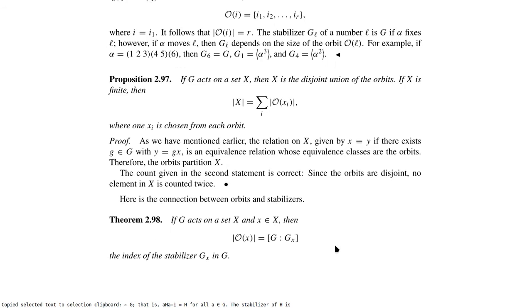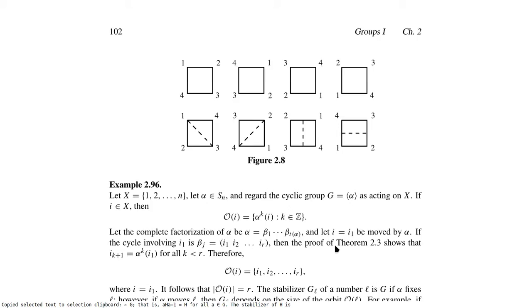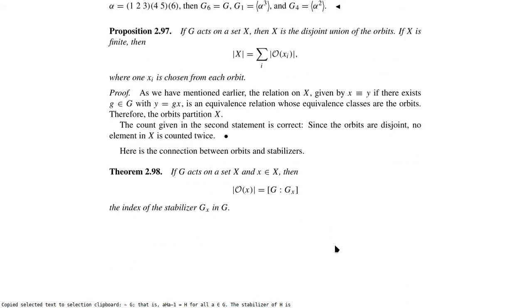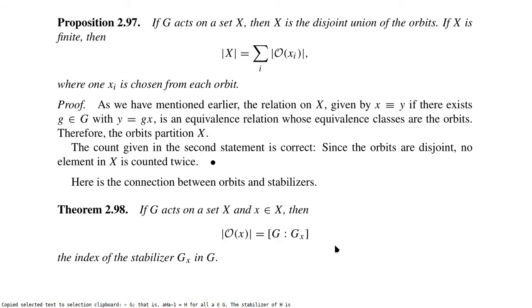Okay, so this proposition says that if G acts on a set X, then X is the disjoint union of the orbits. So if you have an action of a group on a set, then the set itself can be presented as the union of the orbits of each of the elements of the set. So this is what it is.